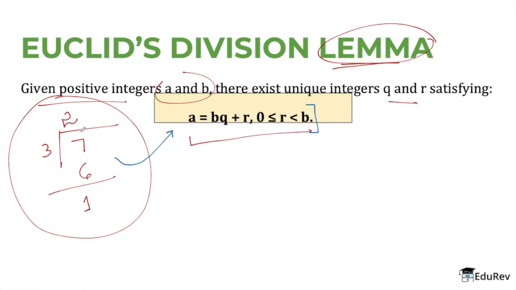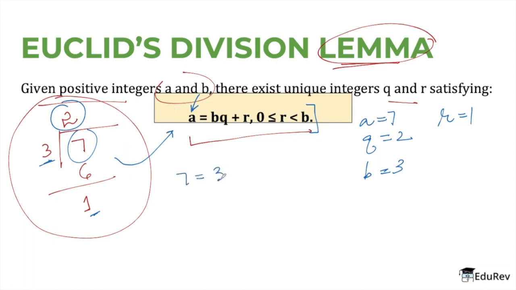What you need to understand is that 7 is your dividend here. The dividend in this equation is a, so a is 7. Similarly, 2 is your quotient, so q is 2. 3 here is your divisor, so b is 3. And 1 here is your remainder, so r is 1. So when I convert this division into Euclid's lemma, I can simply write that 7 equals 3 times 2 plus 1.